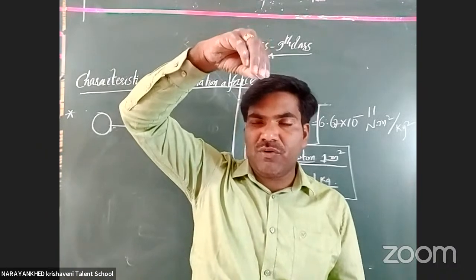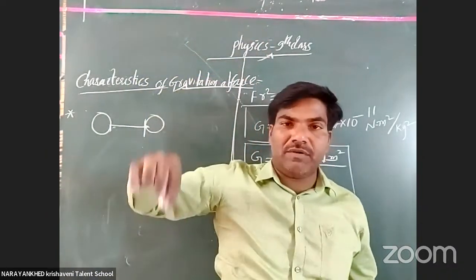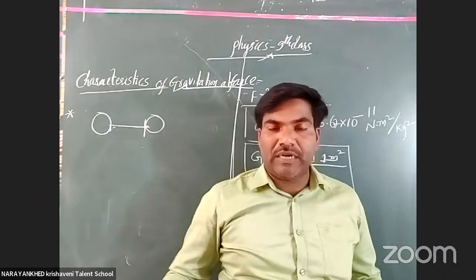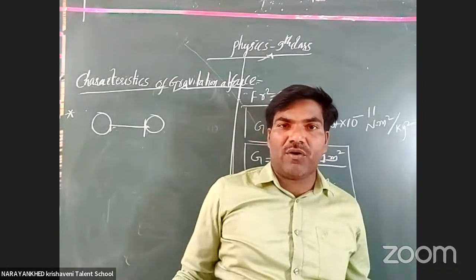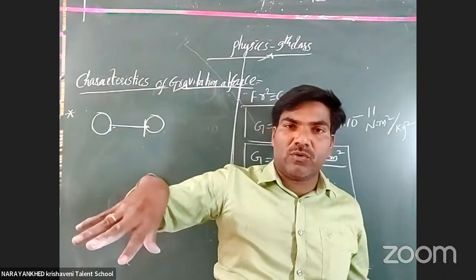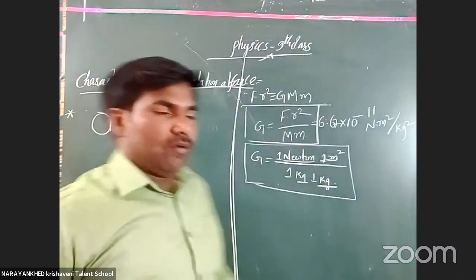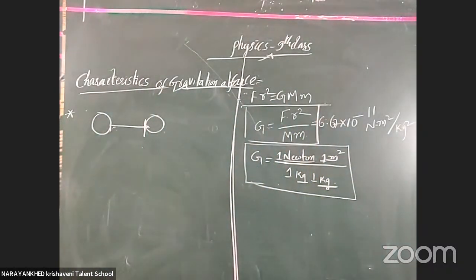Now it will come towards the ground. How is it possible? Is there any contact between the earth and this chalk piece? No, but it falls down. How does it fall down? Without contact, only one force is working. It is a non-contact force; it works over a distance only.